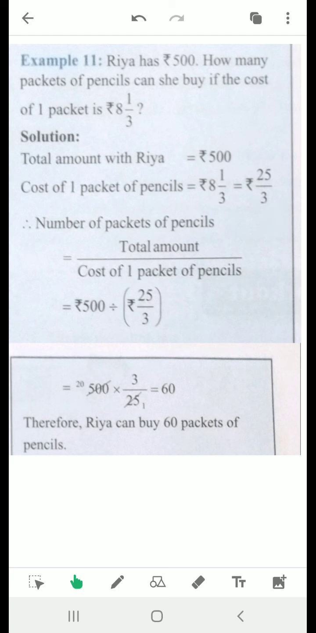The number of packets of pencil will be total amount divided by cost of one packet. I already gave you one example that if you have 500 rupees, cost of one box of pencil is 50, then how many boxes you can buy? That is 500 divided by 50, total amount divided by cost of one packet. Then 500 divided by 25 upon 3. You know how to divide the fraction. This divide will be converted into multiply and this number will be reciprocal, and then you can find the answer.